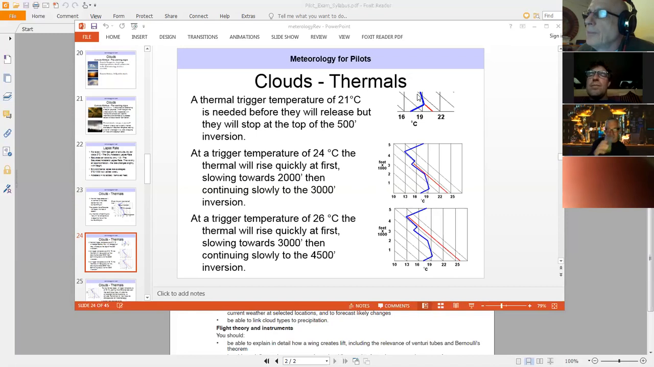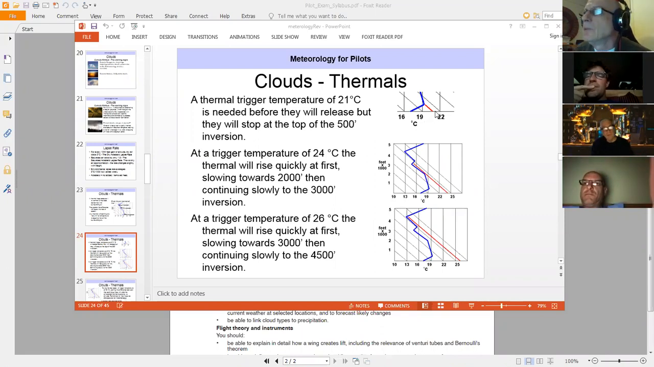So here the blue line is our environmental temperature. The red line is our parcel of air rising. This is our theoretical thermal. In this case, we've got a thermal trigger temperature of 21. Thermal trigger temperatures vary, so this is purely theoretical. You can see between 19 and 22, 21 degrees, it's going to be at that temperature. It's going to release, and then it's going to rise, its temperature dropping as it rises. Here it meets the environmental temperature, so now it stops rising.